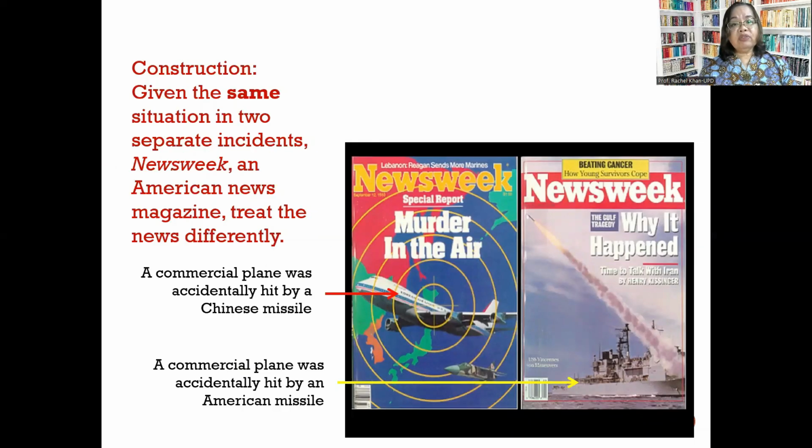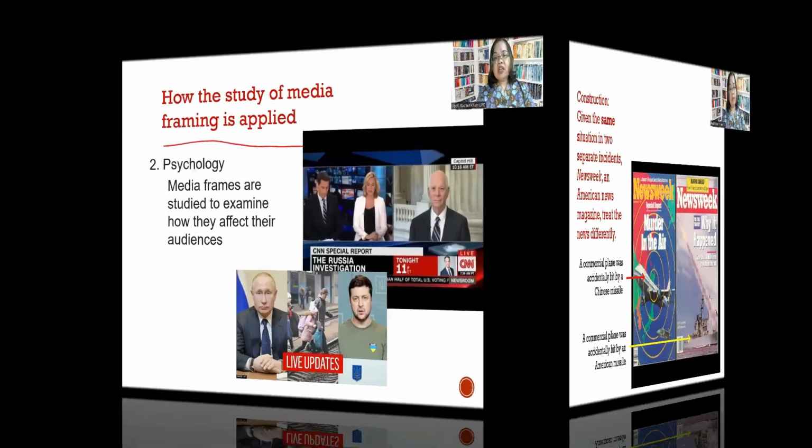Framing can also be done via construction. In this example, we see the coverage of Newsweek for a similar event. The only difference is in one instance, it is a Chinese missile that accidentally hits a commercial plane, and we can see the headline being Murder in the Air. When an American missile accidentally hits a commercial plane, the headline becomes Why It Happened.